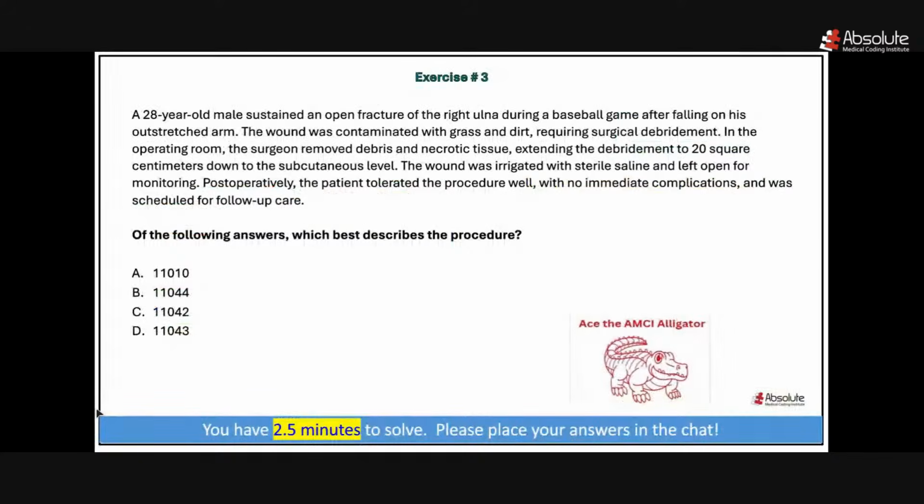All right. Exercise number 3, of the following answers, which best describe the procedure? Option A, 11010. Option B, 11044. Option C, 11042. Option D, 11043. A 28-year-old male sustained an open fracture of the right ulna during a baseball game after falling on his outstretched arm. The wound was contaminated with grass and dirt, requiring surgical debridement.